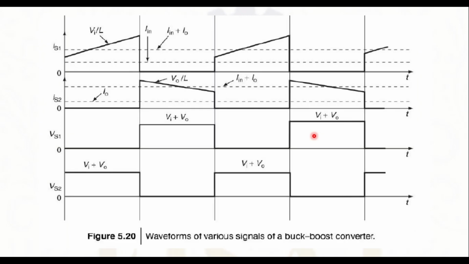Similarly, the currents through the switches S1 and S2 are also varying, because when the switch is closed, the current through that switch will be increasing. So during the initial time, switch S1 is closed, that is why the current is increasing, and during 1 minus D into Ts, switch S2 is closed, but the inductor current is decreasing, so that is represented here.